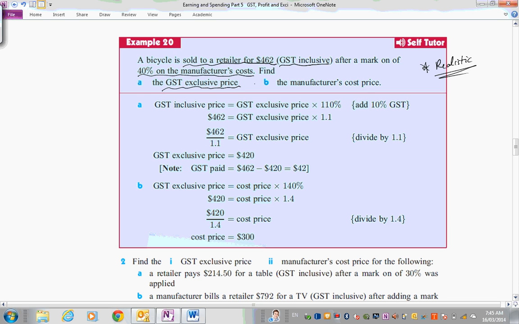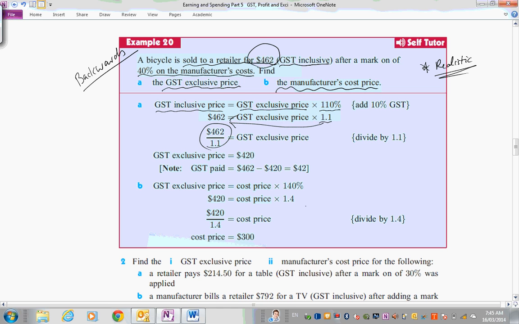They want us to go back and find out what the price was before GST was added, and then to work right back to the manufacturer's cost price from a final price in the shop. So, what can we do? This is going in reverse, or going backwards. We have to reverse all the steps that we did before. So let's look at what we did. The final price inclusive of GST was the price before that with the mark-on times 110% or 1.1. So we need to remove that, divide by it.